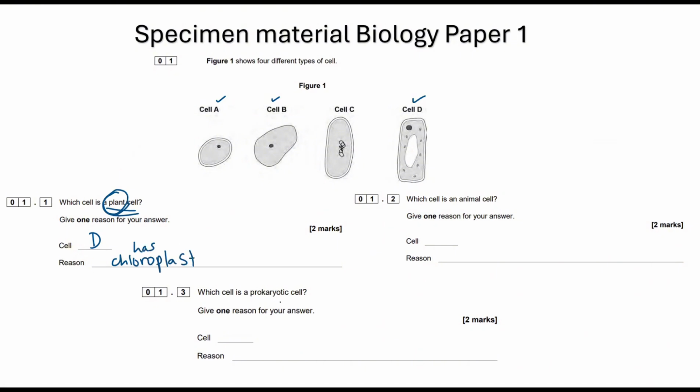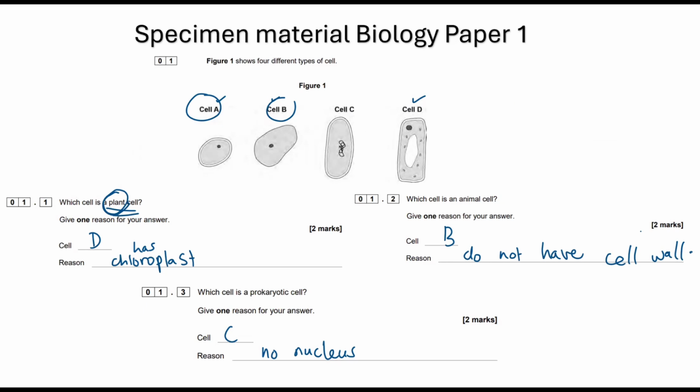Next one, prokaryotic cell, there is only one of it. See, it has no nucleus. And then animal cell is between cell B and A. However, A has a cell wall, whereas animal cells do not have cell walls. Every other cell, A, C, and D, have cell walls.